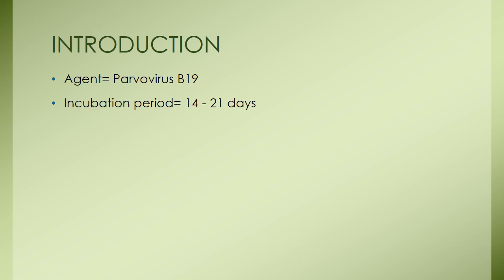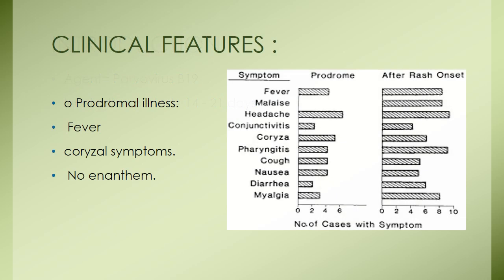Parvovirus B19 is a DNA virus with an incubation period of 14 to 21 days. It mostly affects children but can affect adults as well, especially individuals with sickle cell disease and HIV. It causes serious illness in these individuals.